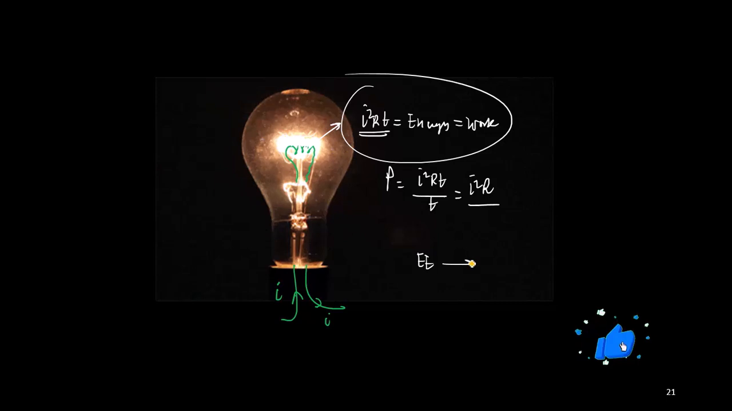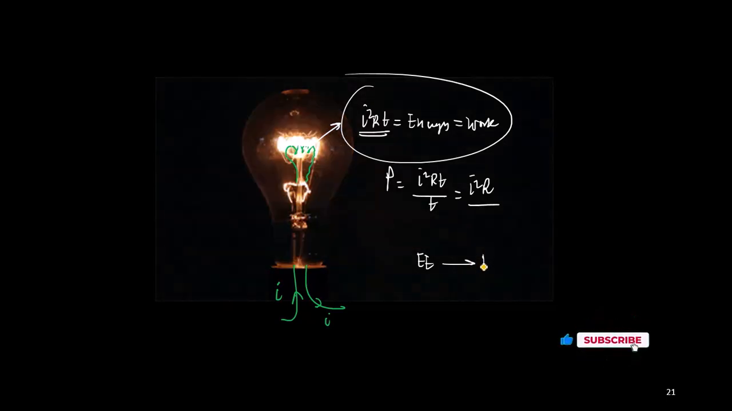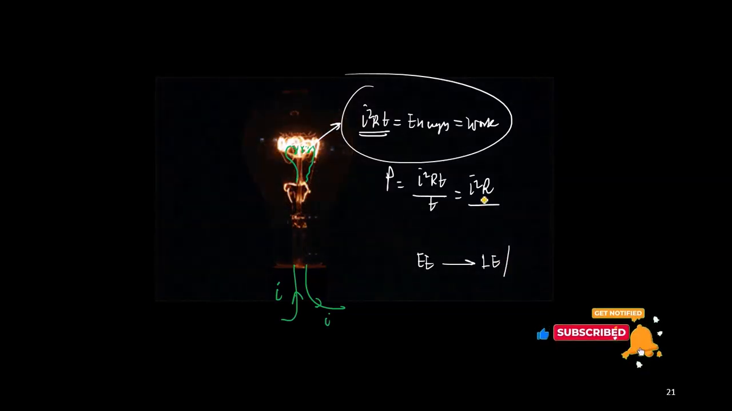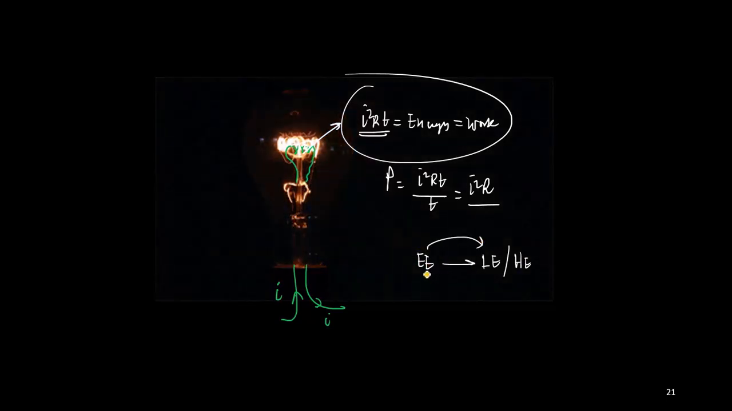And the bulb is going to convert it into light energy. Light energy, heat energy, sound energy, maybe like that. Light energy or heat energy. So from the conversion of one form to another form, I have to supply some kind of power. So what is that power?